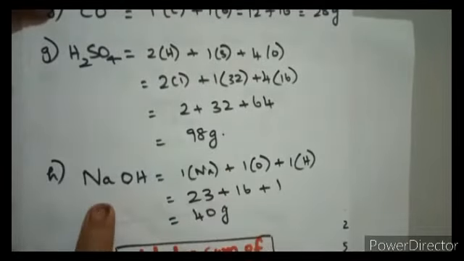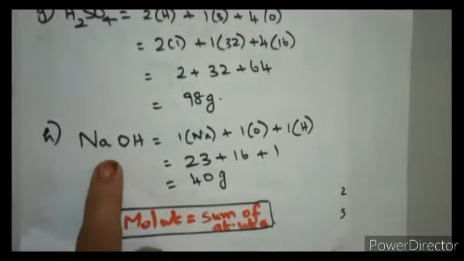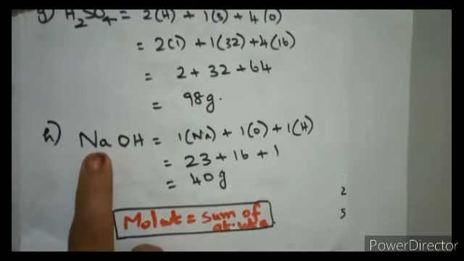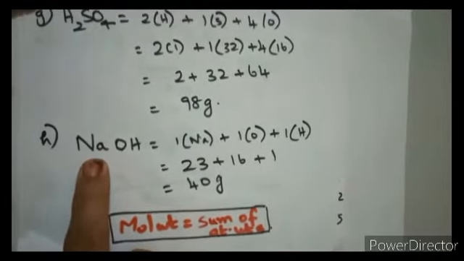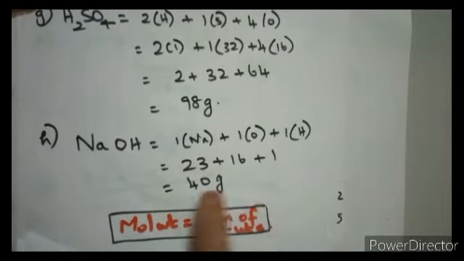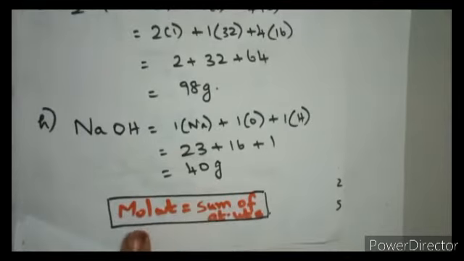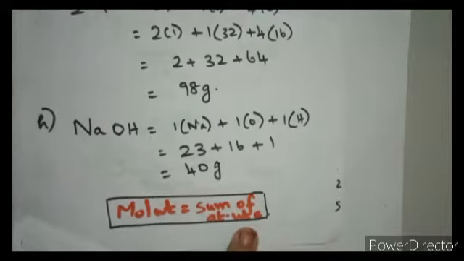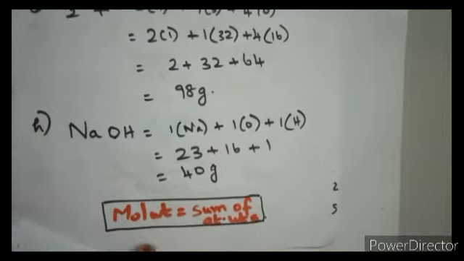Let us calculate the molecular weight of sodium hydroxide. Sodium is natrium, the name derived from the Latin word natrium. So Na, O and H: 23, 16 and 1 amounts to 40 grams. So in general, I can summarize it as: molecular weight is nothing but the sum of atomic weights of the elements present in the molecule.